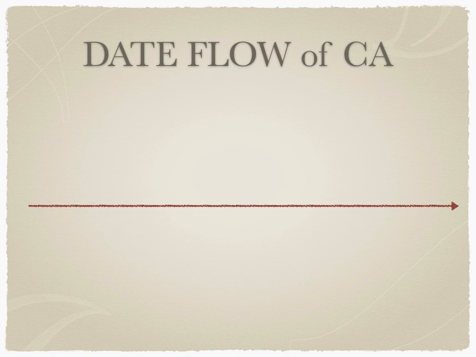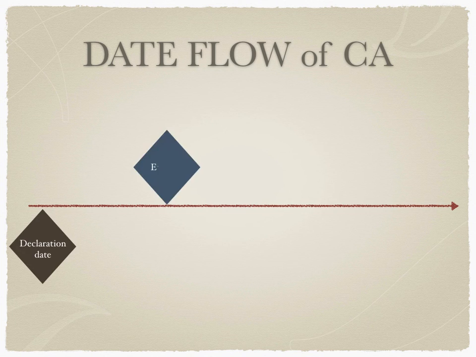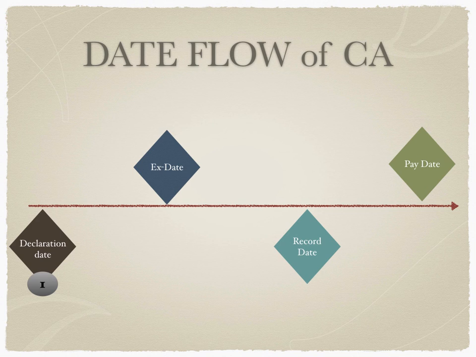To recap the entire video in one single slide, the first date is the declaration date, the second date is the X date, the third is the record date, and the fourth is the pay date. The declaration date is the date on which the board announces. X date is the date on which it is traded ex-entitlement. The third is the record date on which it is recorded for calculation of entitlements. And pay date is when the shareholder is jumping with joy because they get so much more payment.